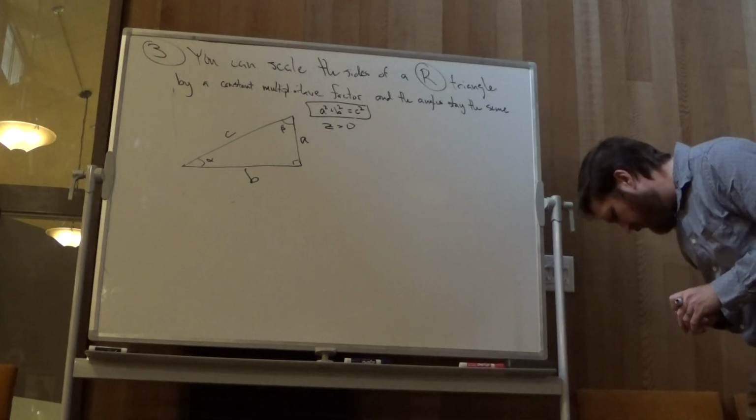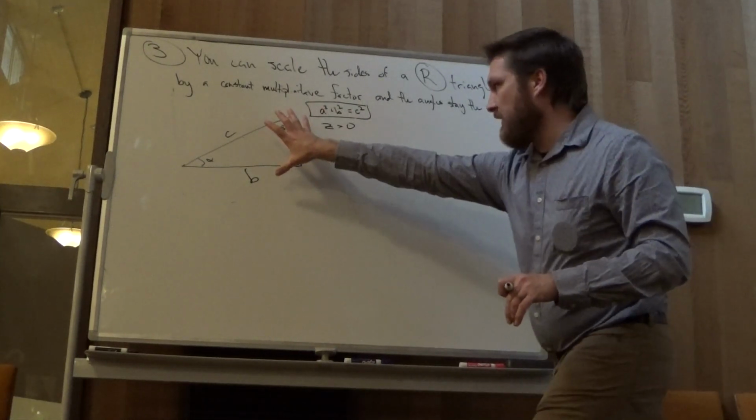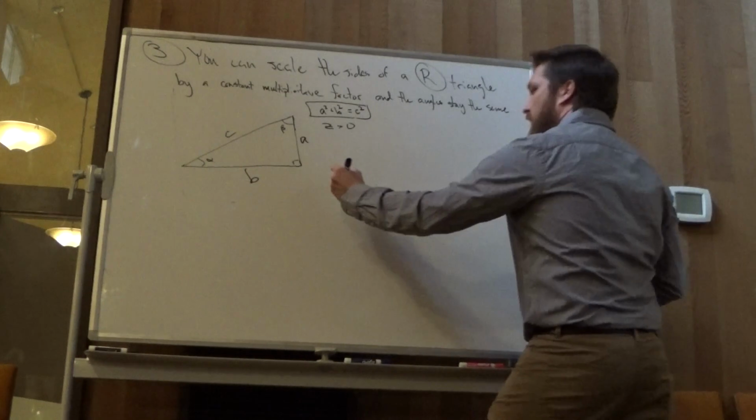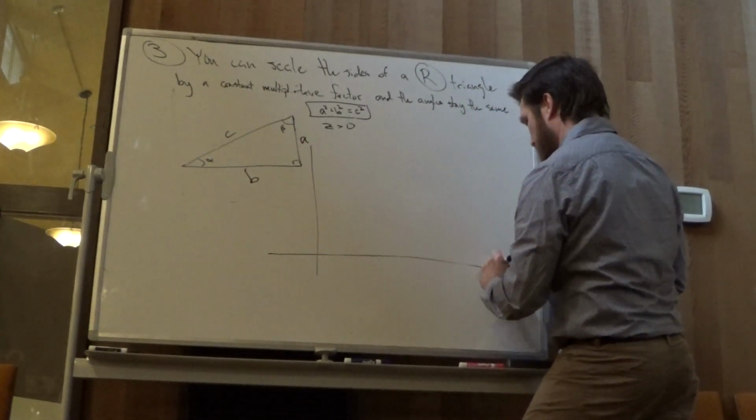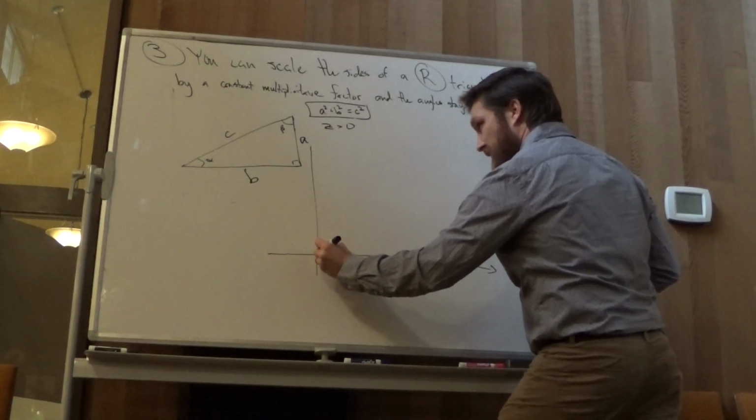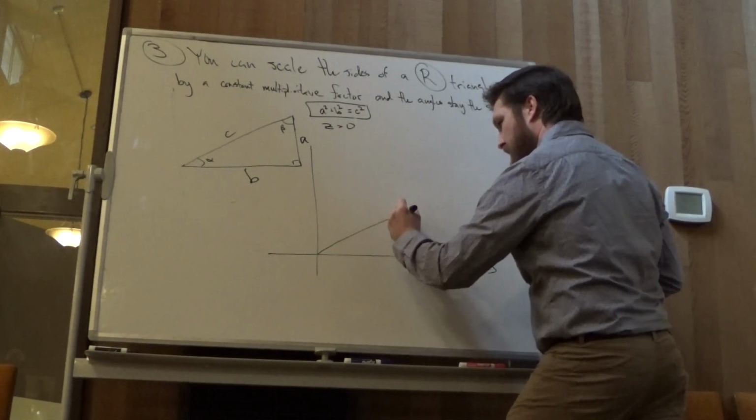So what I'm going to do is I'm going to take this thing, and I'm going to slap it onto coordinate axes. You're going to see a lot of this. So I'm going to take this same triangle and put him right here.